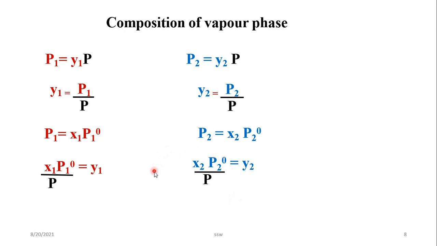So we have to solve the numericals based on these two equations as well as on Raoult's law. We will see the numericals based on this, that is composition of vapor phase and Raoult's law, next time.